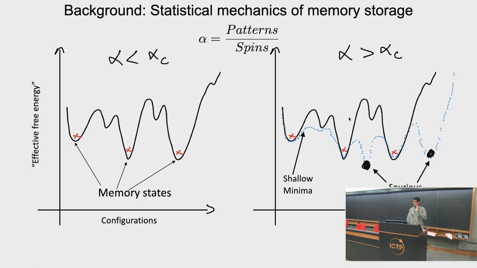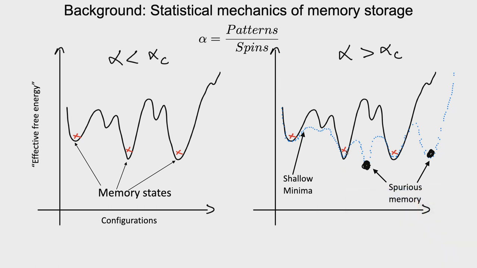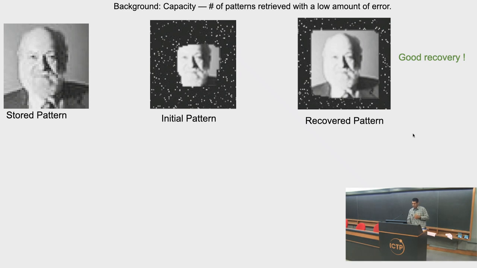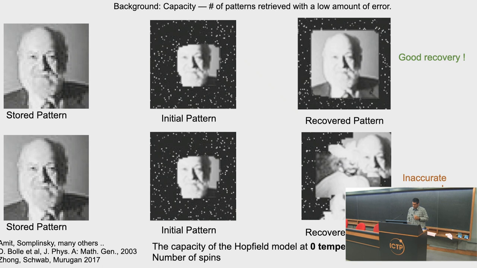But what you end up getting if you become very greedy are situations like this, where your memory states are not protected. They're protected by very shallow wells. You get spurious memories and many other similar related things. The transition between these two ends up being a very sharp transition. And generically, if you have situations with good recovery, you can go through the thought experiment I mentioned in the first slide, take an initial pattern, recover everything. And if you have bad recovery, if you get very greedy in the greedy phase, you start with this and you get all kinds of corrupted signals. You get a cat, you get Einstein, you get many, many other things.